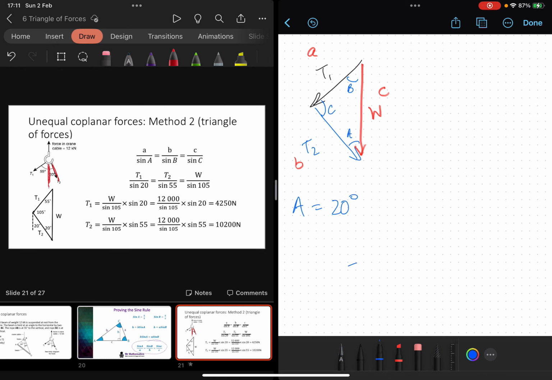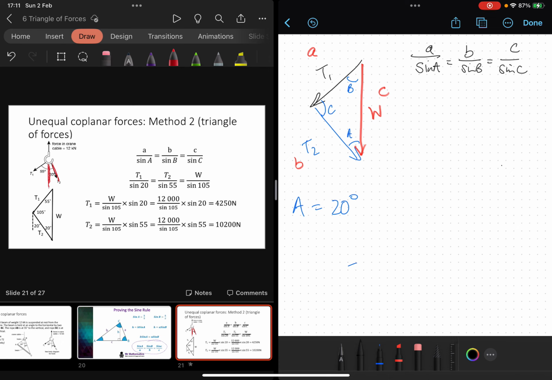And I'd like you to now work through the other angles and check that you agree with me as to their values. Okay, now getting to working out T1 and T2 is just a little bit tedious, but we're going to apply the sine rule, and we're going to say that A over the sine of A is equal to B over the sine of B is equal to C over the sine of C.